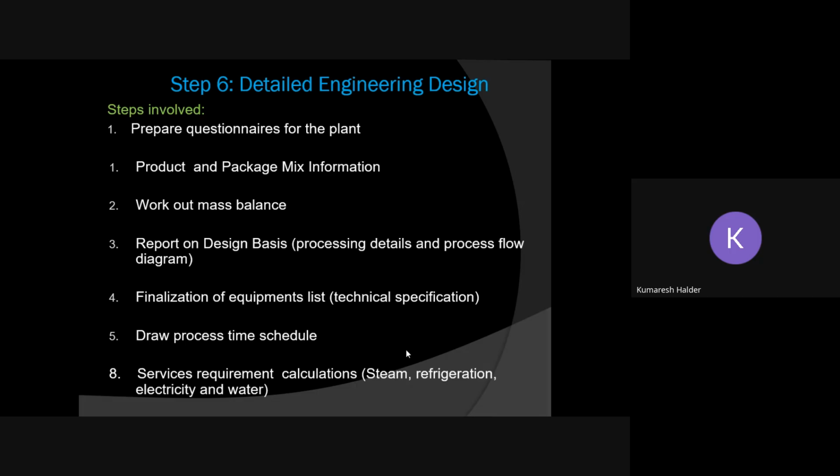Then service requirements, like what should be the quantity of steam you need. Based on that, you can decide the capacity of the boiler, what kind of refrigeration system and what should be its capacity. Do you want a vapor compression refrigeration system or a vapor absorption refrigeration system? What kind of compressors you want can be decided based on your refrigeration requirement. In a dairy plant, refrigeration is normally used in cold storages or chilling of product. Everywhere refrigeration is very important, because dairy and dairy products are very perishable, so refrigeration plays a very critical role. A lot of cost is involved in refrigeration, so service requirement calculations are very important.